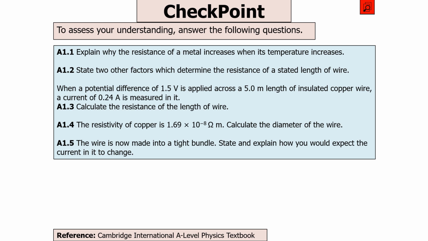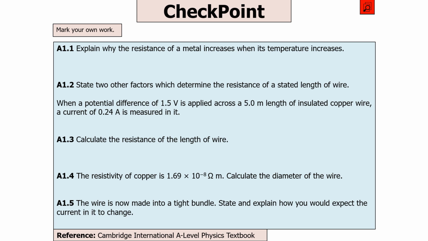Firstly, calculate the resistance of the length of wire. Then the resistivity of copper is 1.69 times 10 to the minus 8 ohm meters. Calculate the diameter of the wire. Then the wire is now made into a tight bundle. State and explain how you'd expect the current in it to change. So pause the video now, then unpause the video when you want to go through your answers. Right, you've got to understand how resistance and resistivity is affected by the temperature for a conductor.